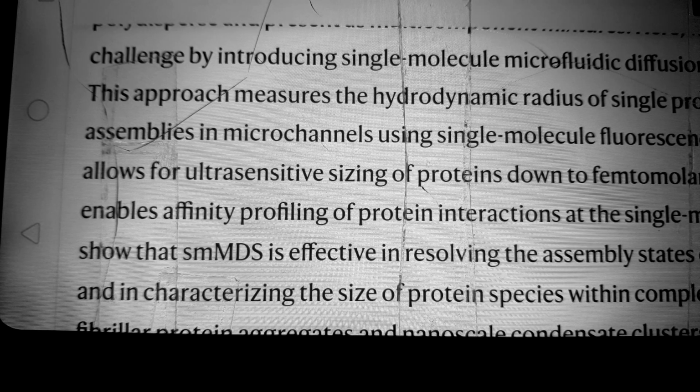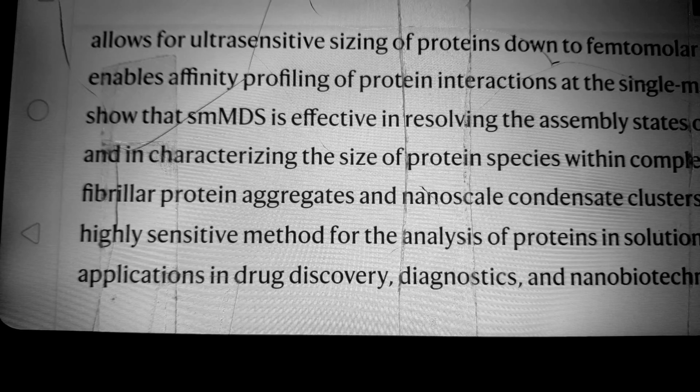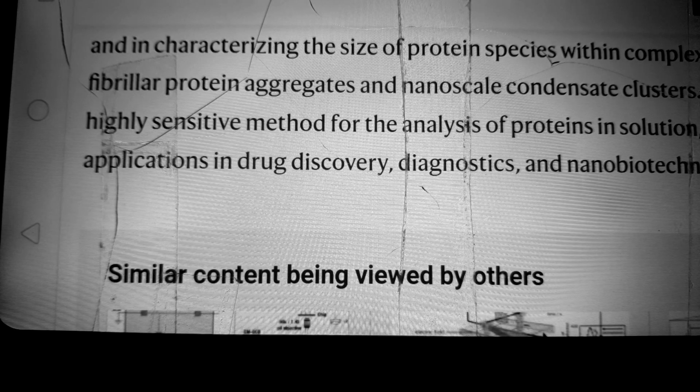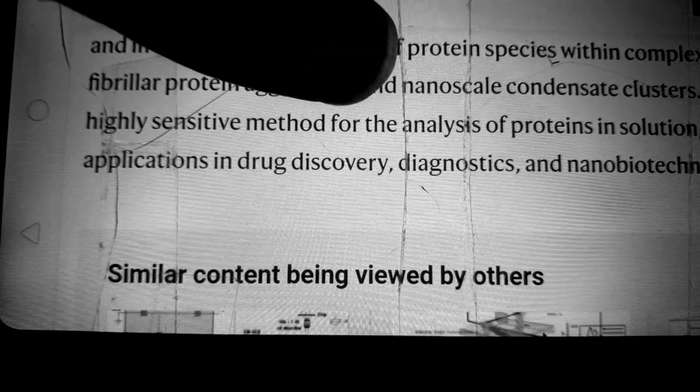SM-MDS allows for ultra-sensitive sizing of proteins down to femtomolar concentrations and enables affinity profiling of protein interactions at the single molecule level. It's shown that SM-MDS is effective in resolving the assembly states of protein oligomers and in characterizing the size of protein species within complex mixtures including fibrillar protein aggregates and nanoscale condensate clusters. Overall, SM-MDS is a highly sensitive method for the analysis of proteins in solutions, with wide-ranging applications in drug discovery, diagnostics, and nanobiotechnology.